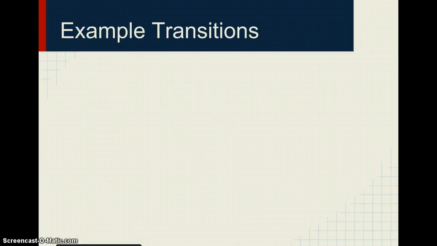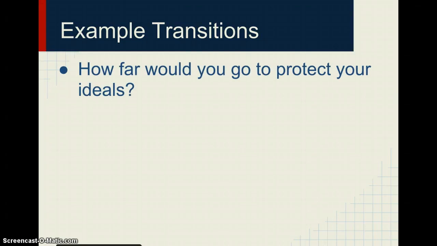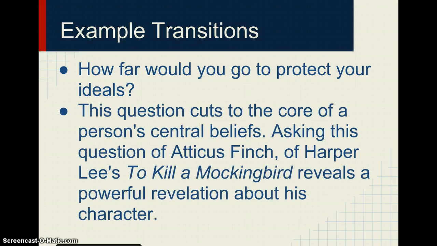Next, we'll look at how we'll transition from the question hook, which was, "How far would you go to protect your ideals?" A transition from that might say something like, "This question cuts to the core of a person's central beliefs. Asking this question of Atticus Finch of Harper Lee's To Kill a Mockingbird reveals a powerful revelation about his character." Just like the previous example, the first sentence of this transition elaborates on the hook, and the second sentence explains how the hook connects to the text, mentioning the title, author, and central character.